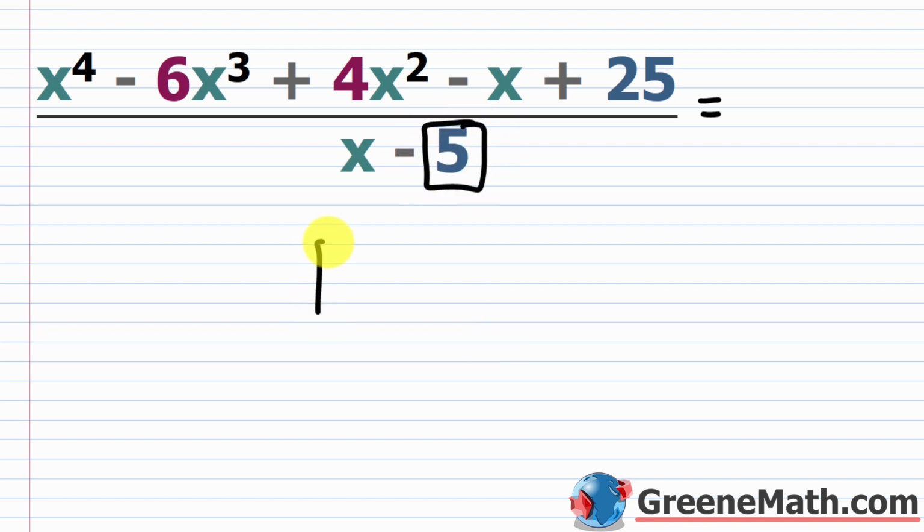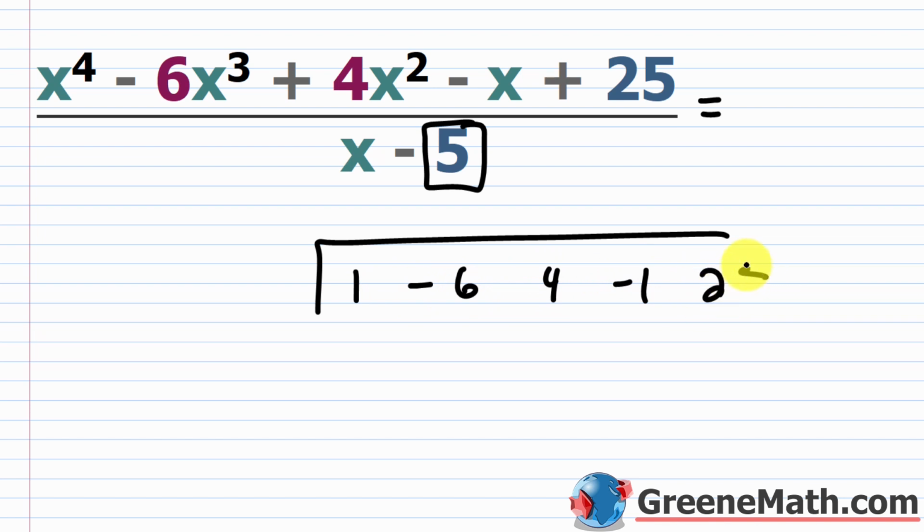Let me put this over here. I'm going to have an implied coefficient of 1, then negative 6, 4, negative 1, and 25. Again, you're not missing anything in your numerator, and this is already in standard form for us: x to the 4th, 3rd, 2nd, 1st, and then our constant. So everything's good to go.